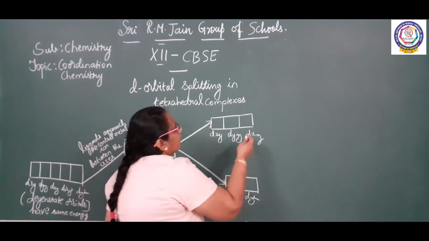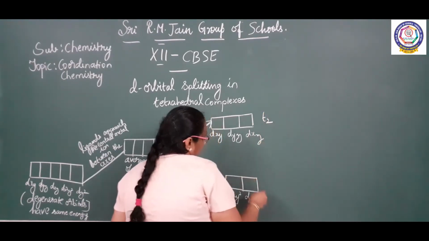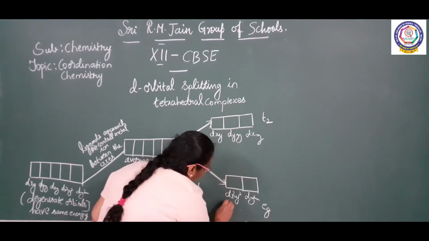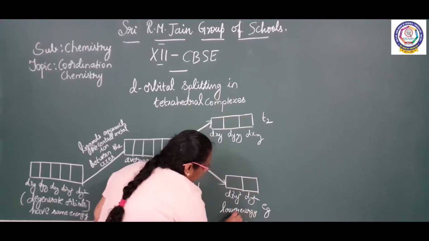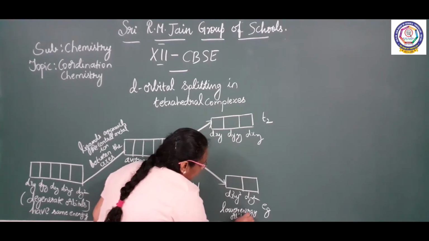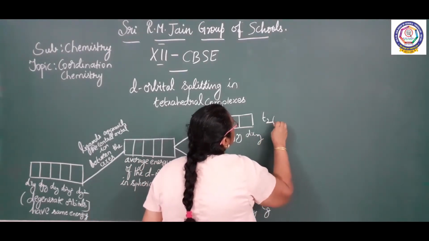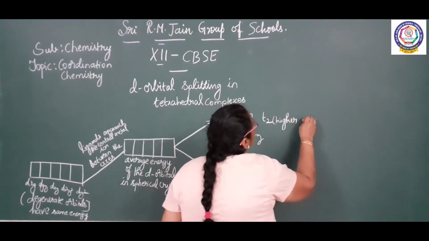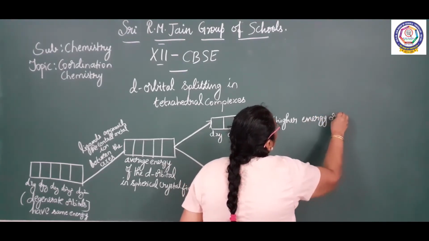Usually this can be indicated as T2. And here we can indicate as E, lower energy orbitals. This is higher energy orbitals.